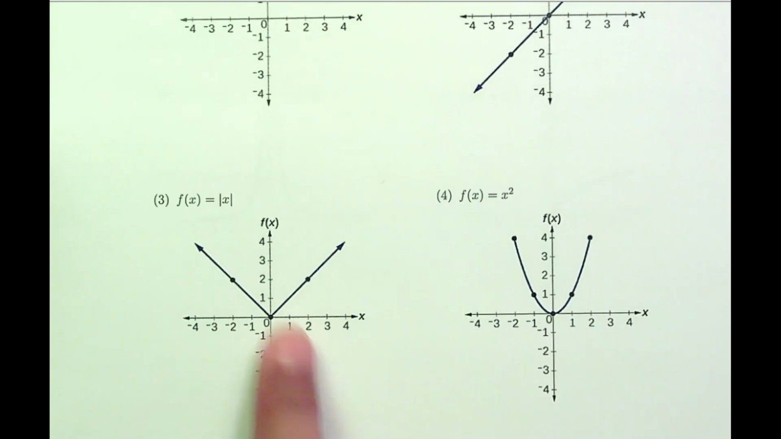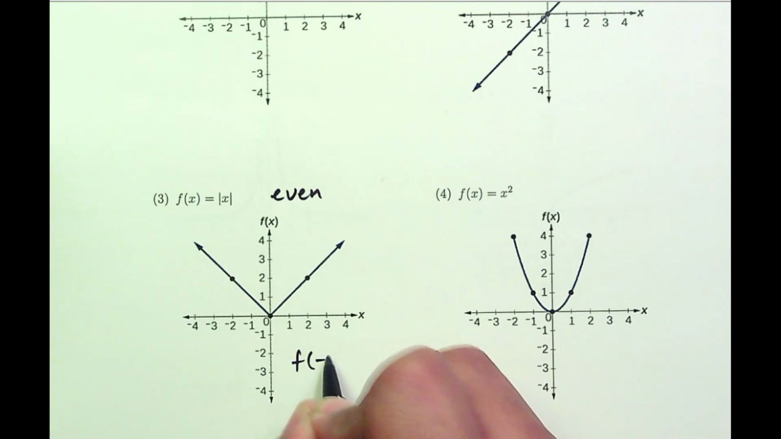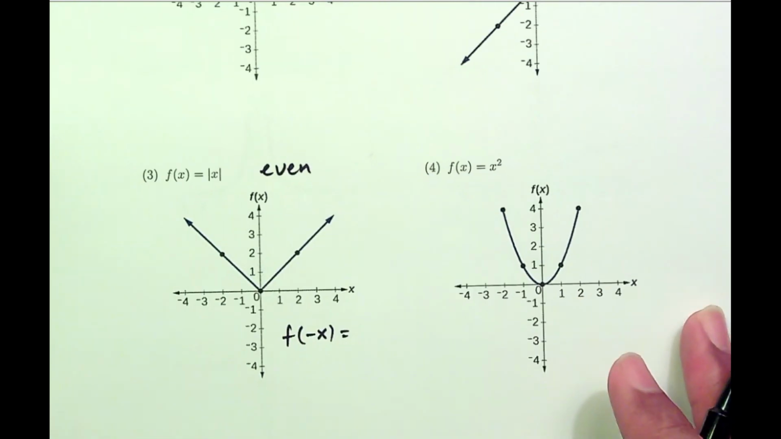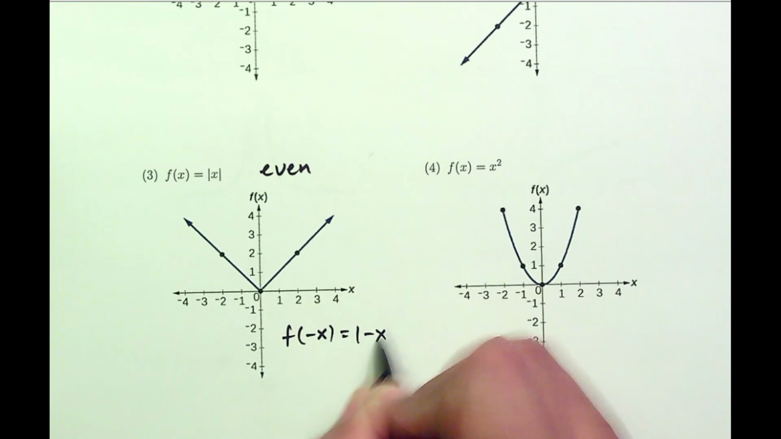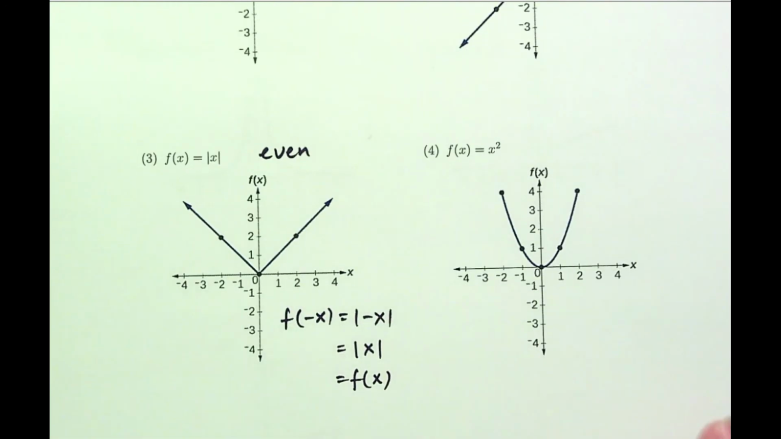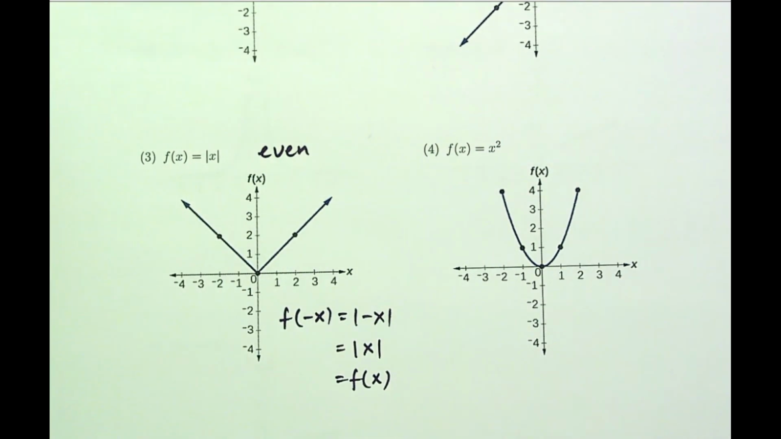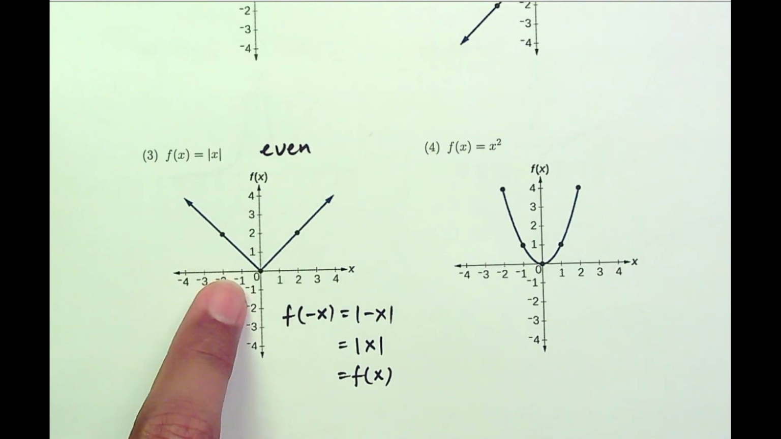The graph of the absolute value function looks like a V. Note that this is even. If you plug in negative x, you get the absolute value of negative x, but this is the same as the absolute value of x, which is the same as f of x. This function is even. The right-hand side is a perfect mirror image of the left-hand side. So the graph of the absolute value function looks like a V with the vertex right at 0.